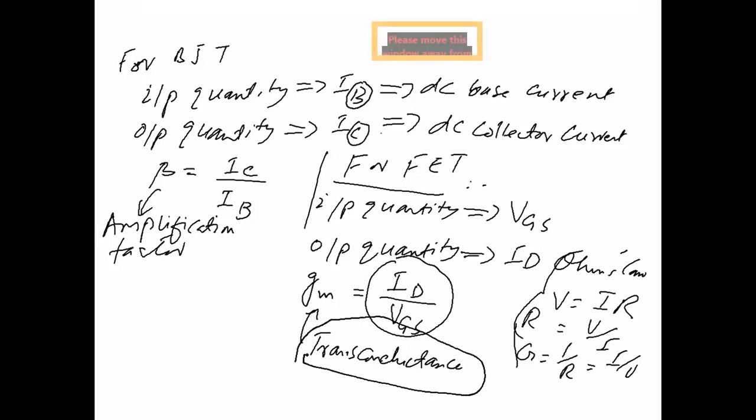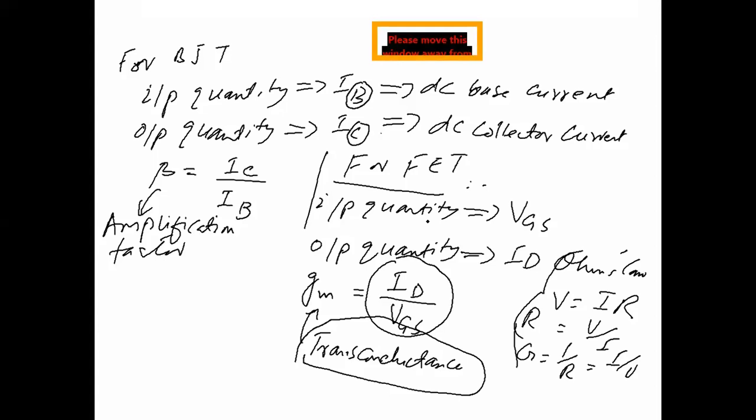Conductance is the ratio of current to voltage, but here we have an output quantity and an input quantity. The output quantity is the current, the input quantity is the voltage. That is why we use the term transconductance. So the prefix trans means that this transconductance gm relates the input and output quantity. It is the relationship between input and output quantity. Any question?